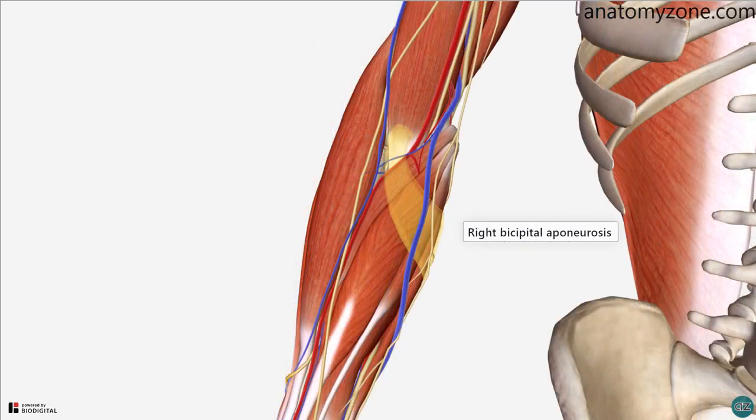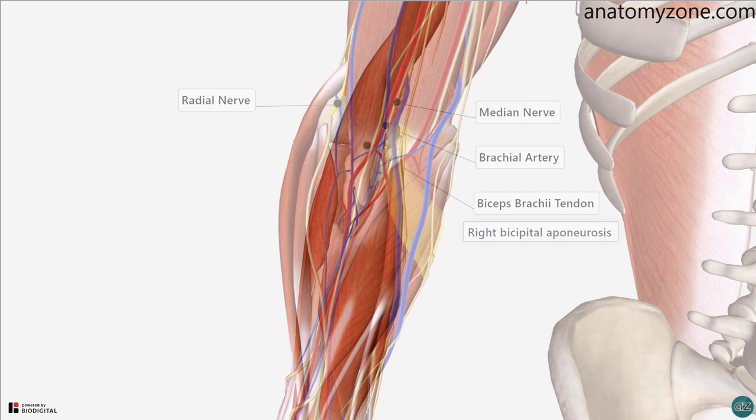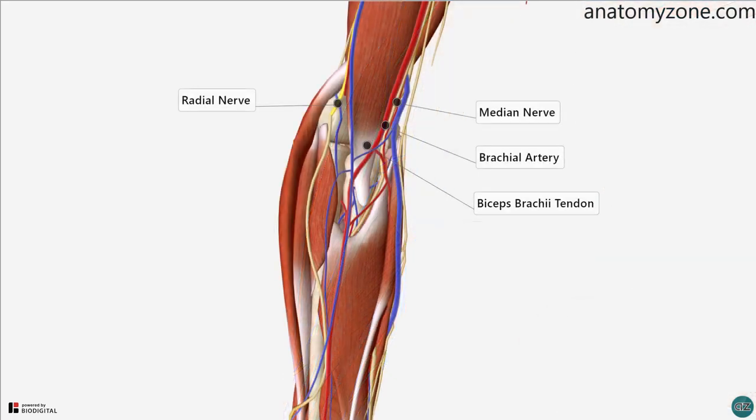I just want to make a final point about the bicipital aponeurosis which I mentioned before. This is a flat connective tissue which attaches from the medial side of the biceps brachii tendon to the deep fascia of the forearm. It's important because it protects the brachial artery and median nerve, separating it from the median cubital vein. So that's the anatomy of the cubital fossa.